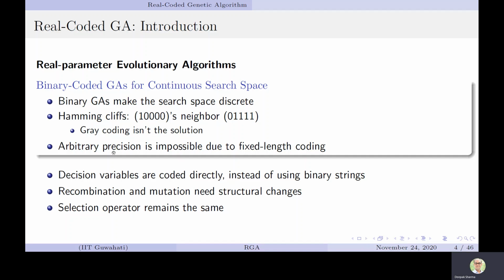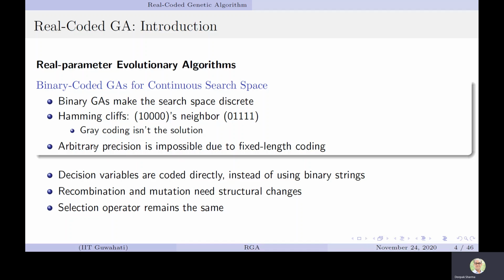The third problem with a binary coded GA is that arbitrary precision is impossible due to the fixed length coding. Remember that we started with the precision. We used a binary string length of 5 and we found the precision. When we increased the precision to 0.01, the length increased to 10. Now suppose we want 10 to the power minus 8 or 10 to the power minus 10, then we can understand that the binary string length will be huge. A very large binary string a computer cannot handle. So therefore we are limited with the precision.